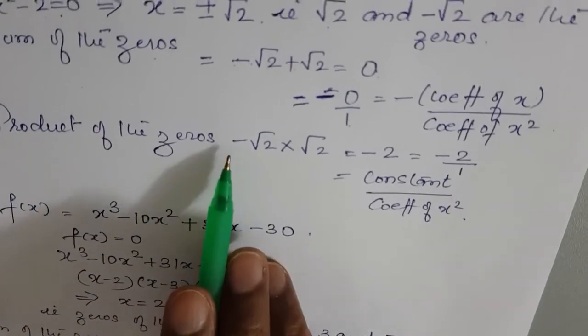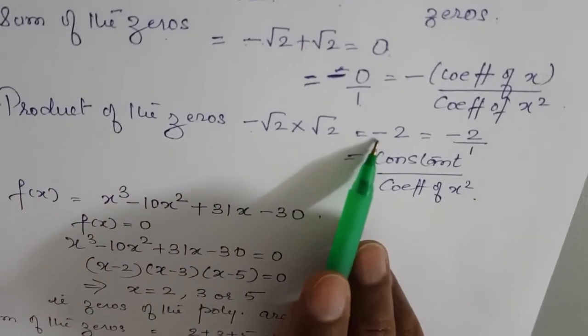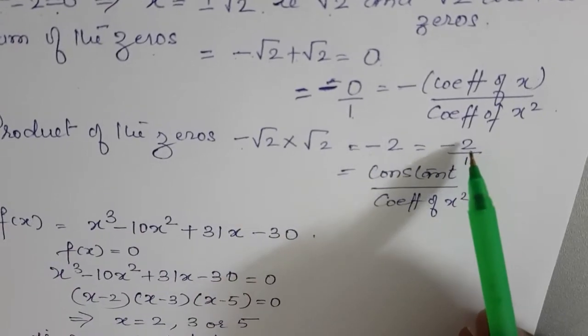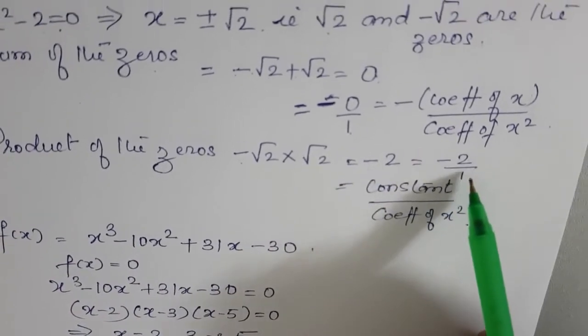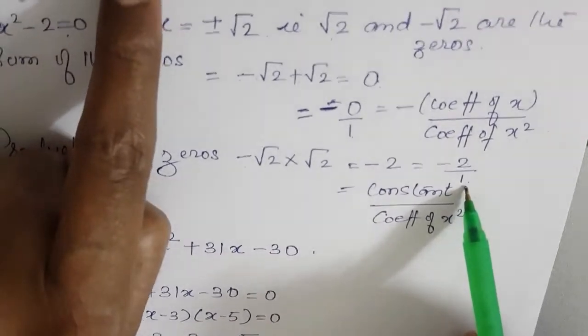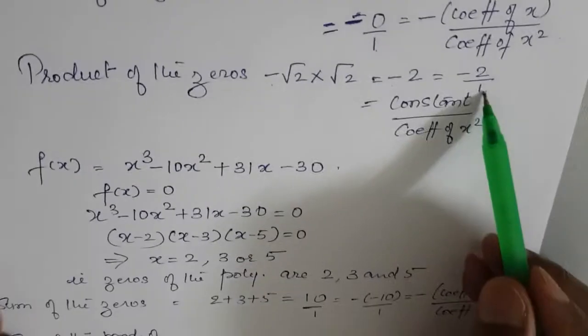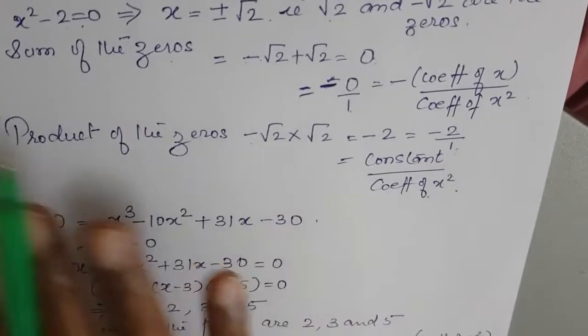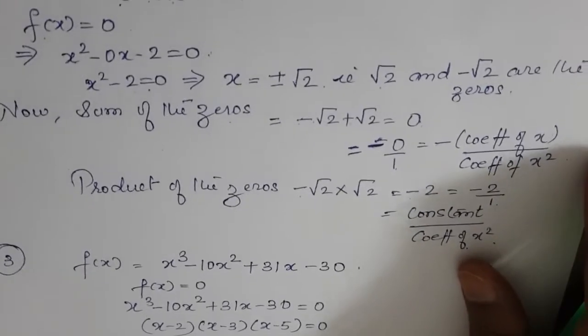Now product of the zeros will be minus root 2 into root 2, that is equal to minus 2, and minus 2 can be written as minus 2 by 1, and again minus 2 is what? The constant, and 1 is what? The coefficient of x square. So this was the example of quadratic polynomial.